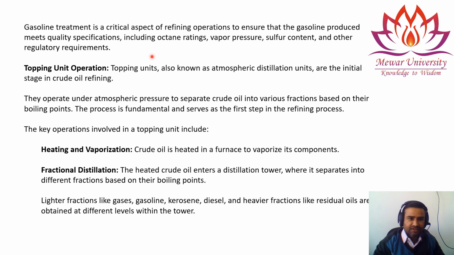The key operations involved in a topping unit are, first, heating and vaporization. Crude oil is heated in a furnace to vaporize its components. The second is fractional distillation. The heated crude oil enters the distillation tower, where it separates into different fractions based on their boiling points. Light fractions like gases, gasoline, kerosene, diesel, and heavier fractions like residue oils are obtained at different levels within the distillation tower.